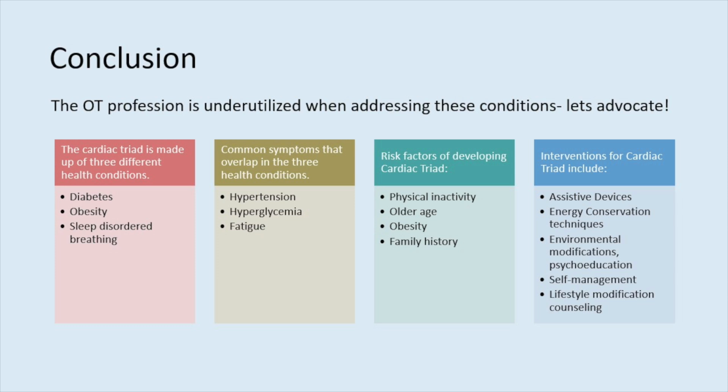And then some of the common symptoms that are going to overlap within all three of the health conditions are hypertension, hyperglycemia, and fatigue. And then overall, just within the cardiac triad, some of the risk factors are going to be physical inactivity, older age, obesity, and then family history. And then some of the interventions for the cardiac triad are assistive devices, energy conservation techniques, environmental modifications, psychoeducation, self-management, and lifestyle modification counseling.